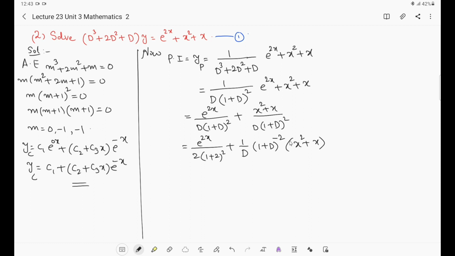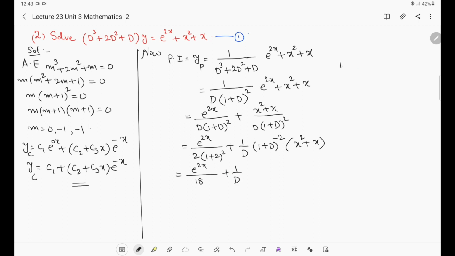1 plus D whole power minus 2. Then here just simplify: e power 2x by, what will happen here? 1 plus 3 is there, 1 plus 2 is there, 1 plus 2 is 3, 3 square is 9, 9 into 2 is 18. So e power 2x by 18, first term, then plus 1 by D.